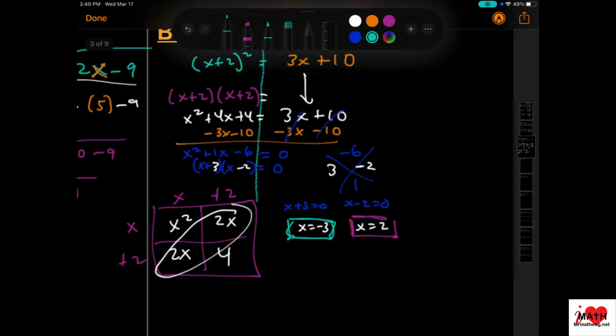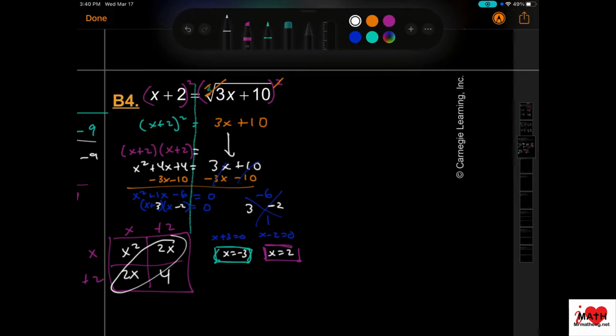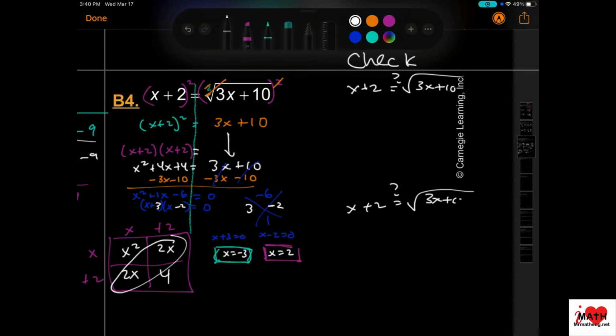Now we need to check our answer. So let's go ahead and check. Do this twice. So the first thing I'm going to do is let's test the negative 3.